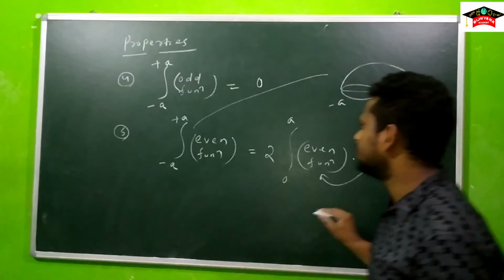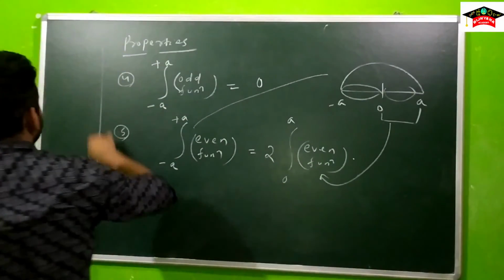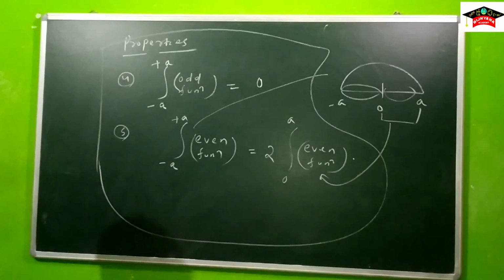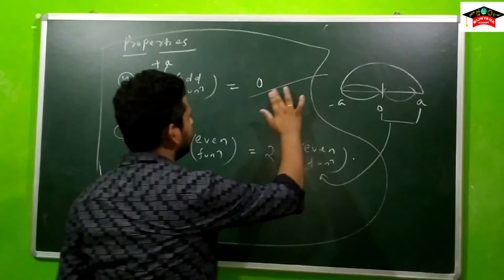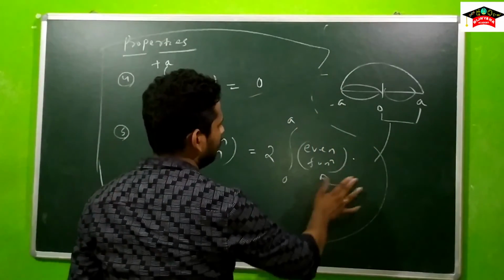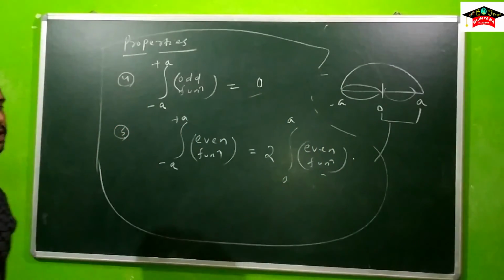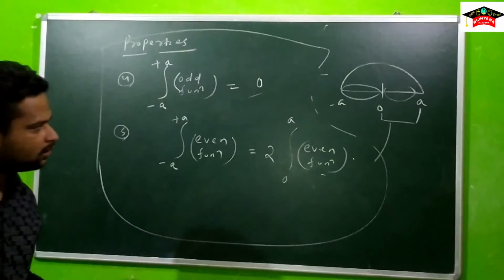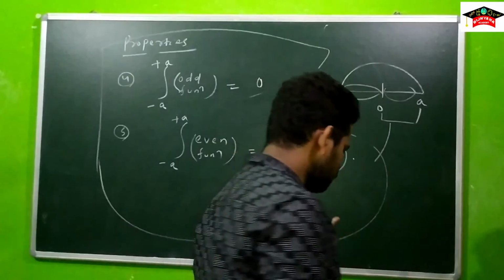So these two properties are most important. These properties can be used to study what is an even function and how an even function can be integrated or how an odd function can be integrated. So this is the basic idea about the even function, odd function, and what is a periodic function.